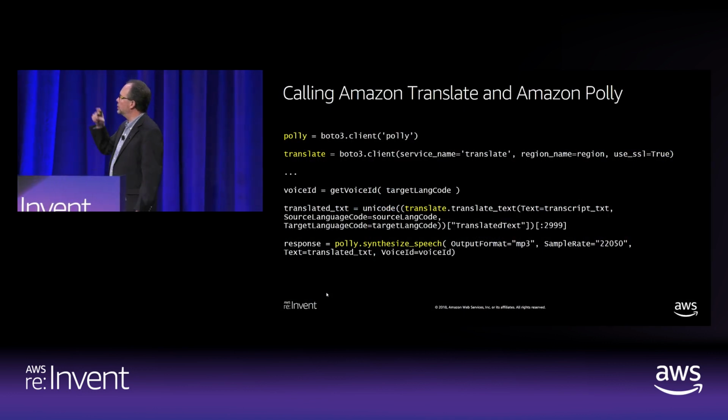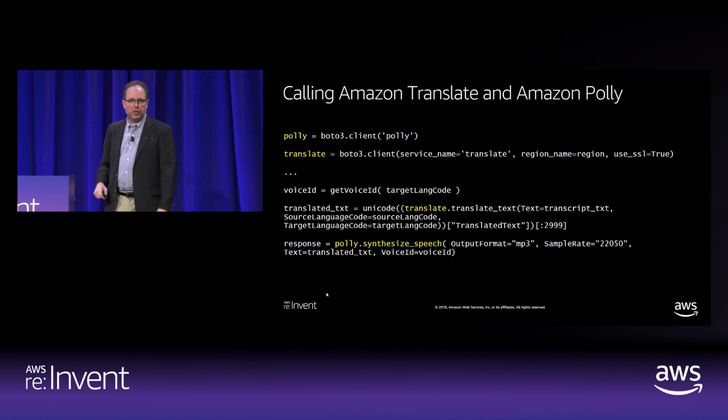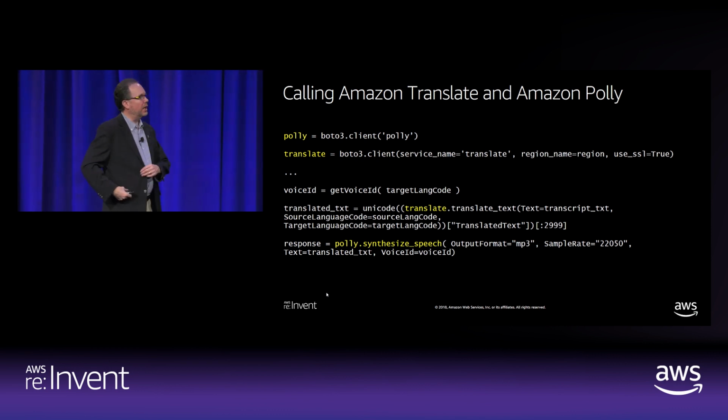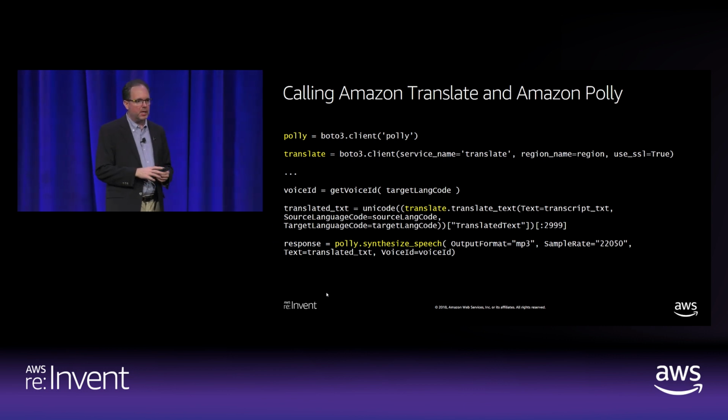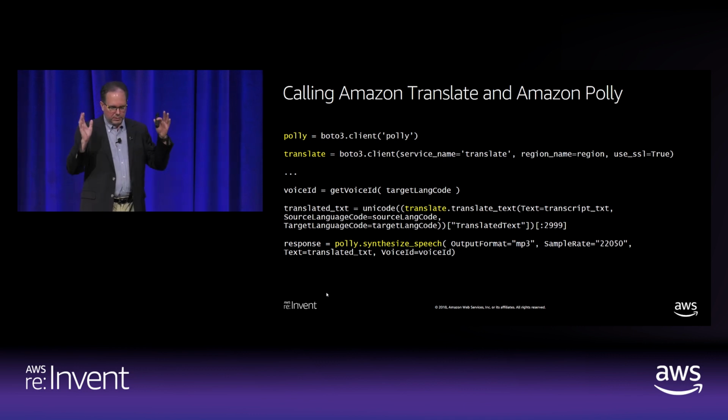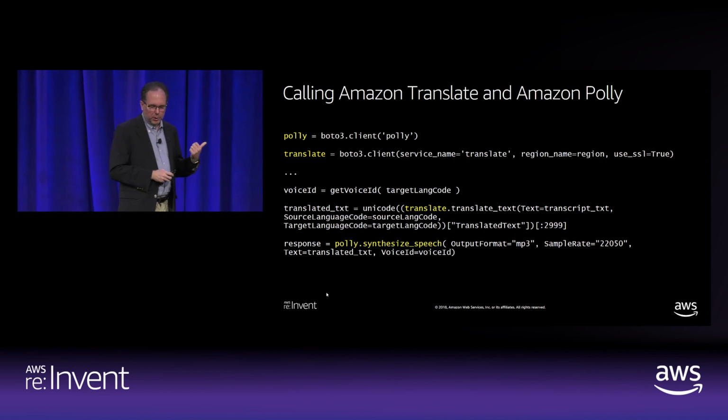So how do we call Polly? Well, Polly and Translate both have clients, just like I was mentioning before. Polly actually has a voice ID. If you go in the console and look, there's 57 voices with, I forget the number, 21, I forget the exact number. It's earlier in the presentation.